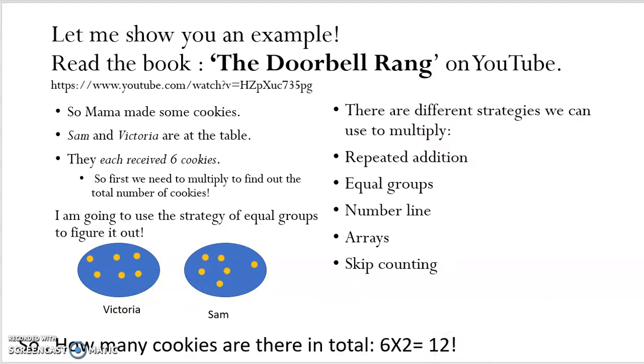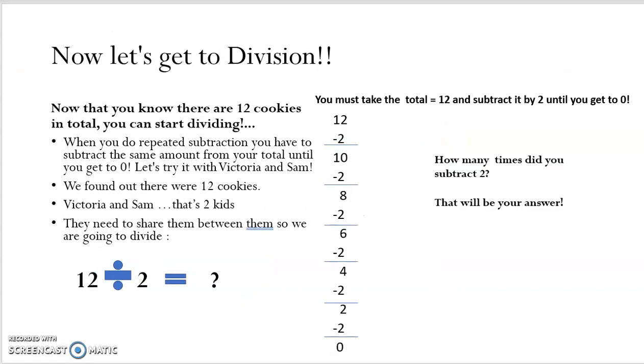Okay. So now that we have our total, now we can get into division. Now let's get to division. So now that you know that there are 12 cookies in total, you can start dividing. When you do repeated subtraction, you have to subtract the same amount from your total until you get to 0. Let's try it with Victoria and Sam. So we found out there were 12 cookies. Victoria and Sam, that's 2 kids. So we need to share the cookies between both of them. So we are going to divide 12, which is the total amount of cookies, by 2.